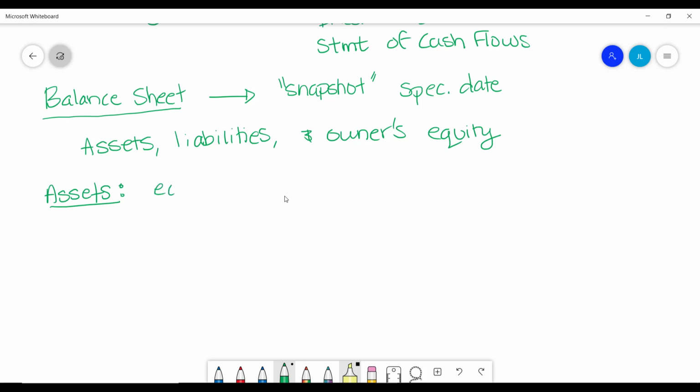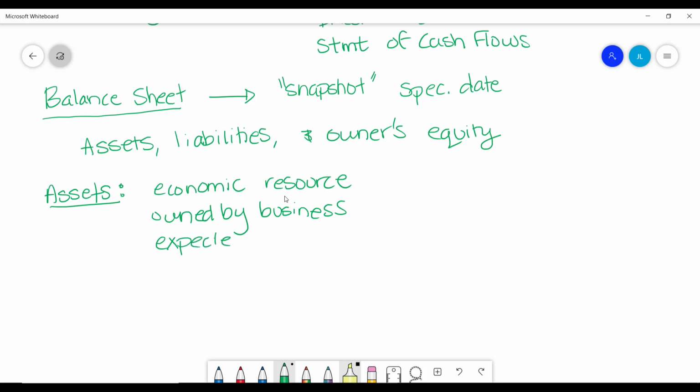It's an economic resource. It's owned by the business, and it's also expected to benefit future operations. So these are three main characteristics of an asset.